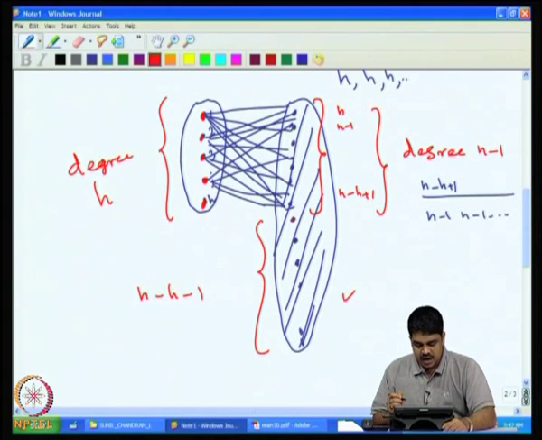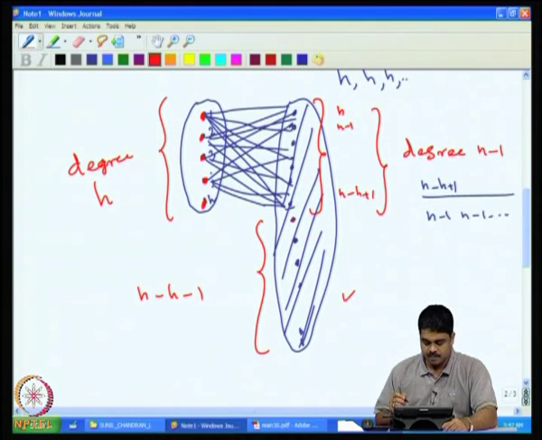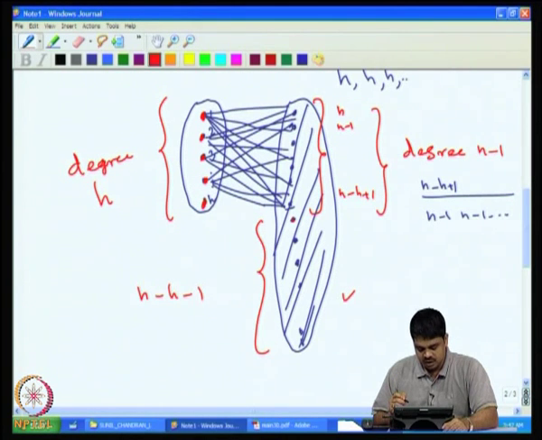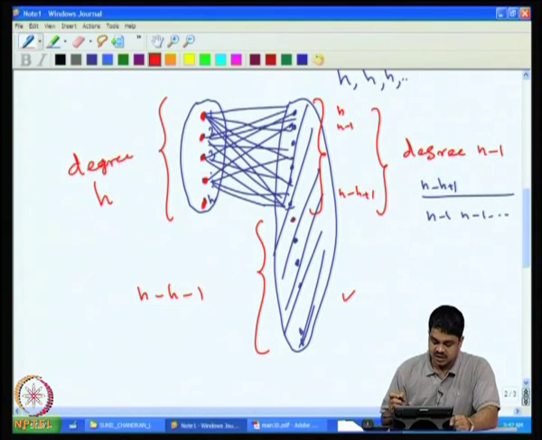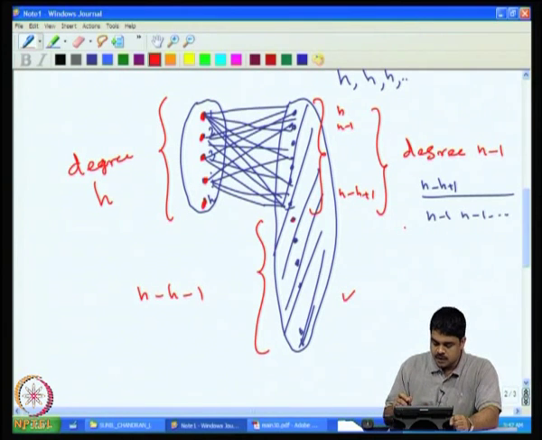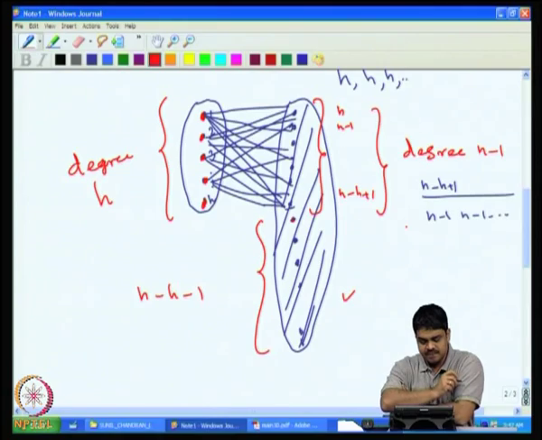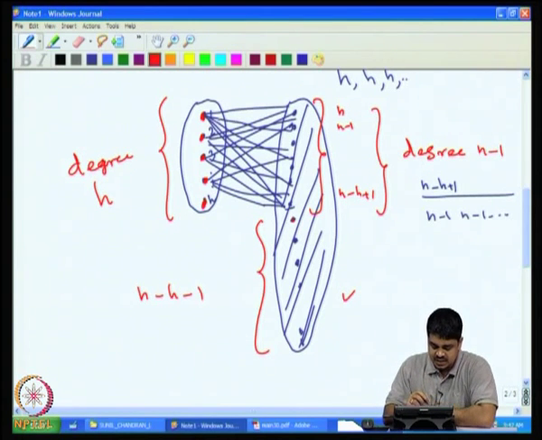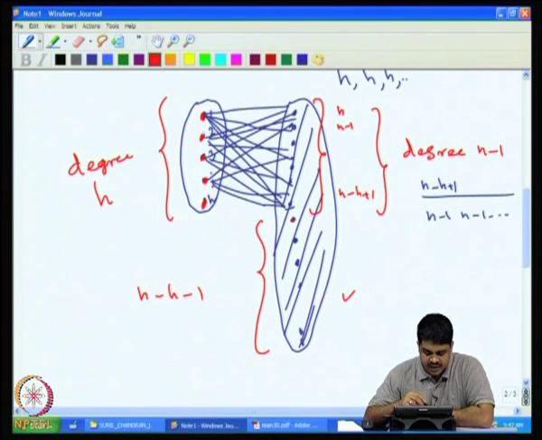Now, we claim that this graph cannot have a Hamiltonian cycle. Suppose it has a Hamiltonian cycle, then what is wrong with it? Suppose there is a Hamiltonian cycle, you can identify these red vertices in the Hamiltonian cycle. But these red vertices are non-adjacent vertices, they are an independent set.